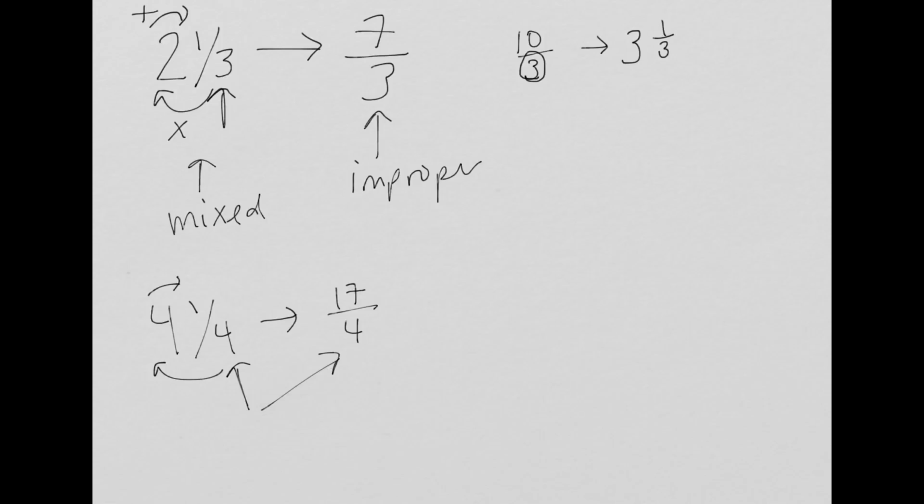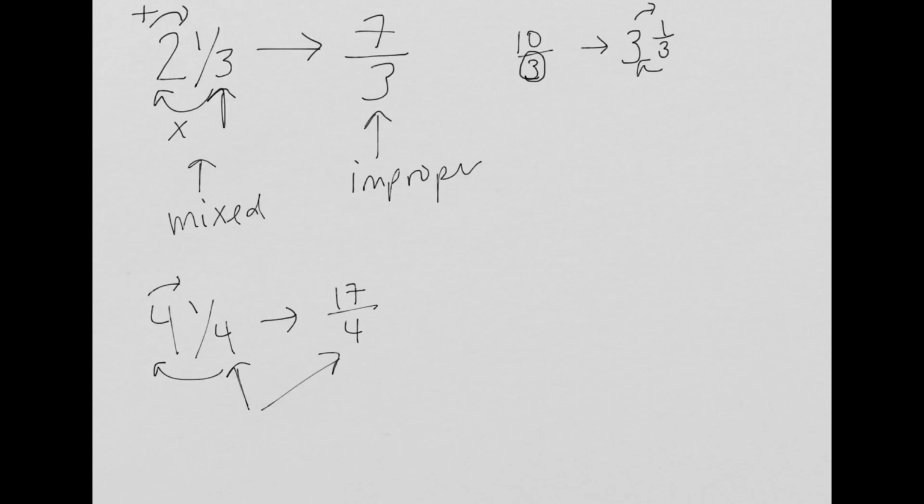And we can double check ourselves. 3 times 3 is 9, plus 1 gives me 10, so 10/3. So again, how did we get that? How many wholes could I take out of 10? I could take out 3 of them. That gave me 9. I had 1 left over, so I got 3 and 1/3. Let's try one more of these.